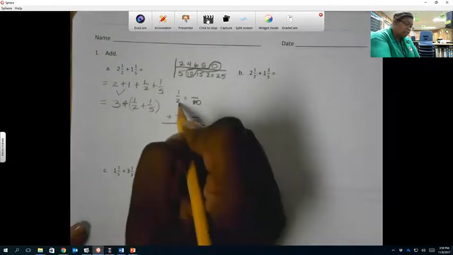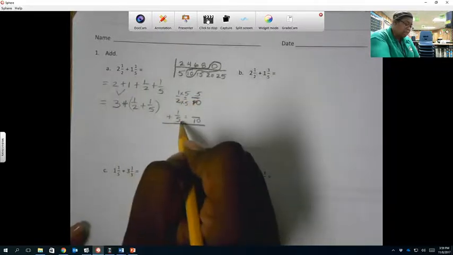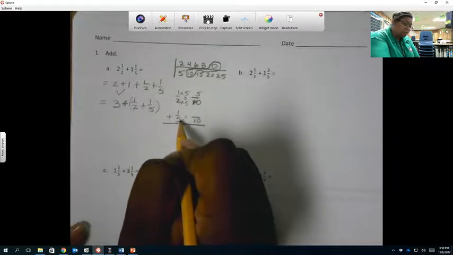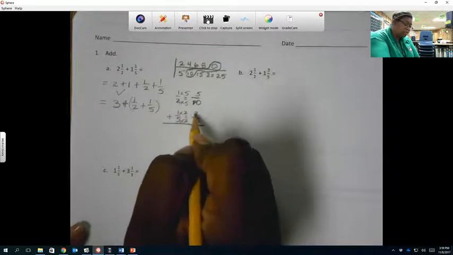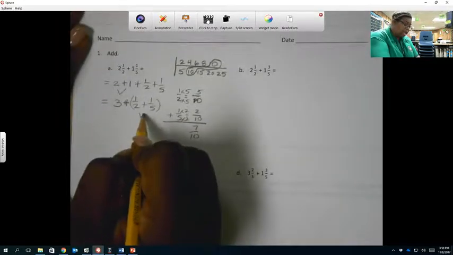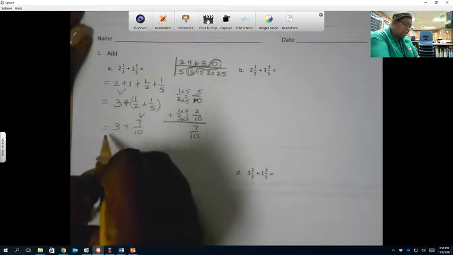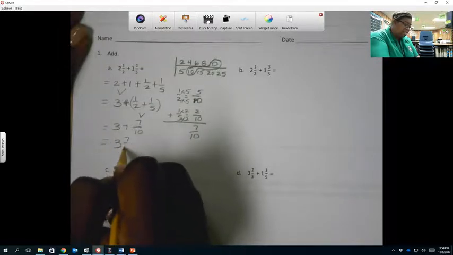Well, to turn halves into tenths, I multiply times 5. And to turn fifths into tenths, I multiply times 2. When I add up, I get 7 tenths. I'm going to come back over here and combine that into 7 tenths. Add that to 3, and I have 3 and 7 tenths.